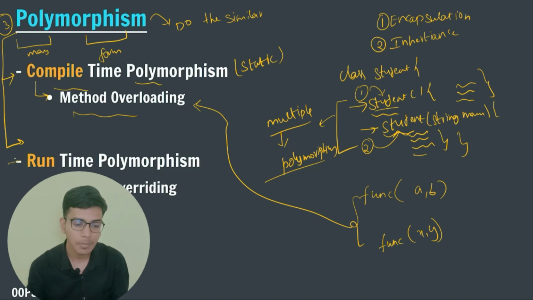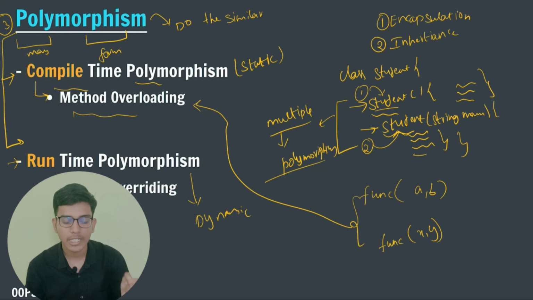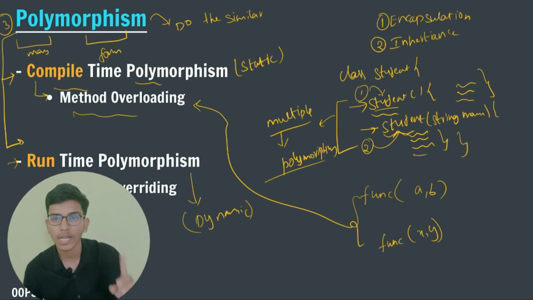Another type is runtime polymorphism. This is dynamic polymorphism. Compile time polymorphism is static and runtime polymorphism is dynamic. This takes place at runtime, when the code is running. The example of this is method overriding. We will study method overloading, method overriding, and all those things in detail.